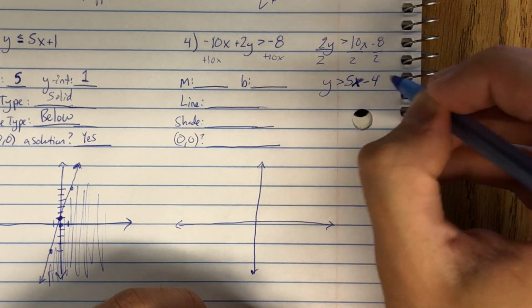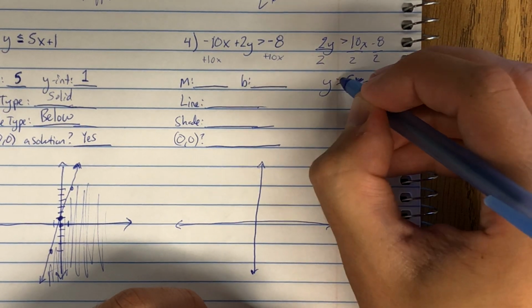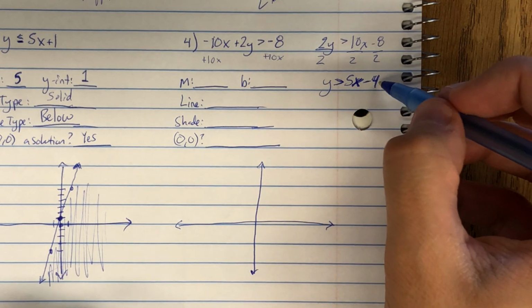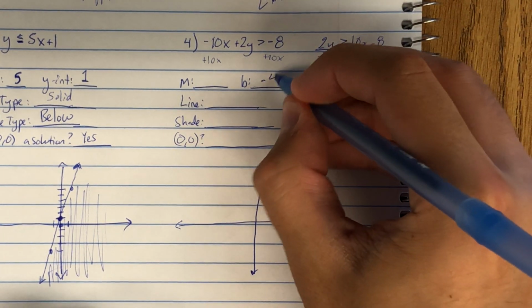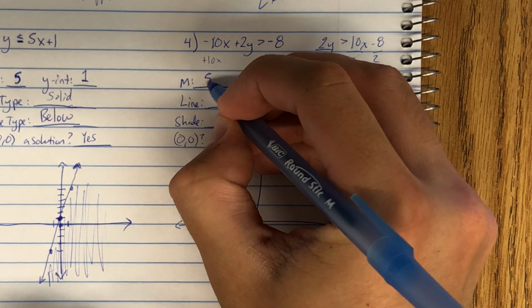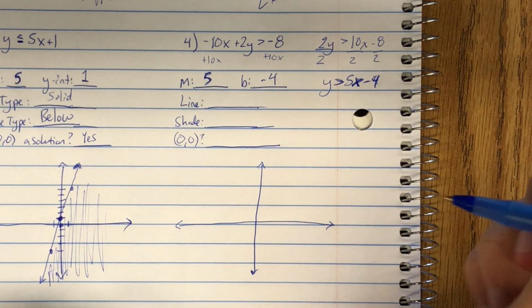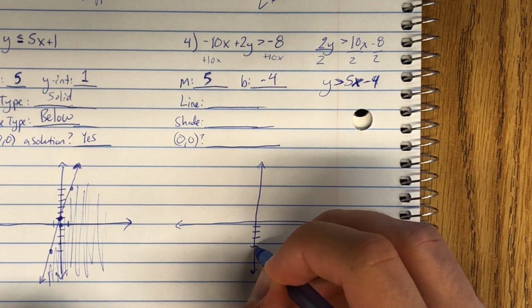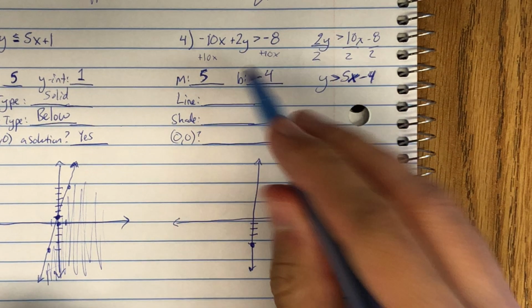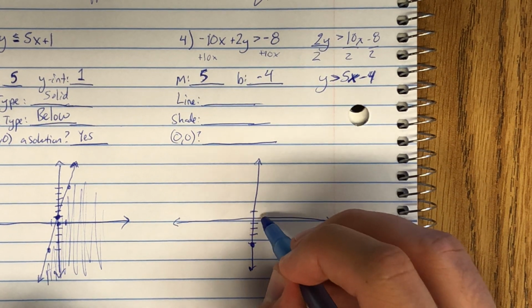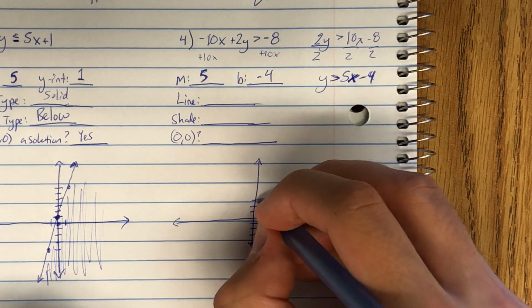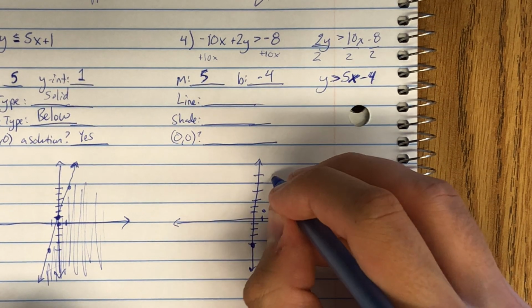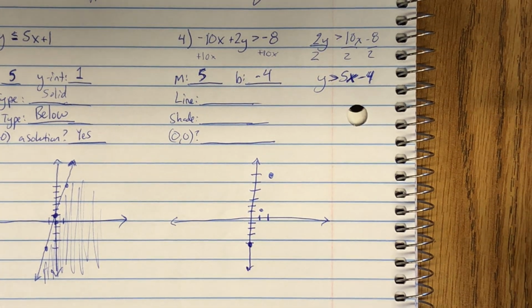So if your inequality is not in slope-intercept form, you've got to get it there. From here, the y-intercept is -4. The slope is 5 again. We seem to like using 5 as a slope. So let's graph this line. It starts at -4 on the y-axis, then has a slope of 5. So we go up 5 over 1. Up 1, 2, 3, 4, 5 over 1. Okay, 3 points is enough.